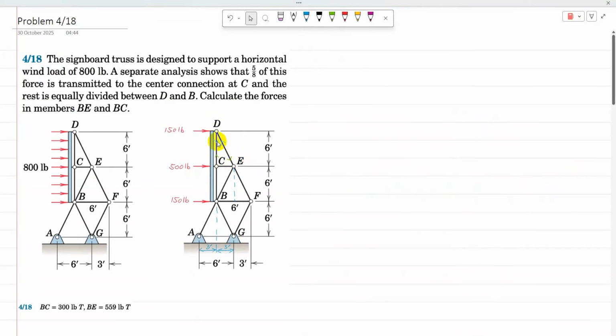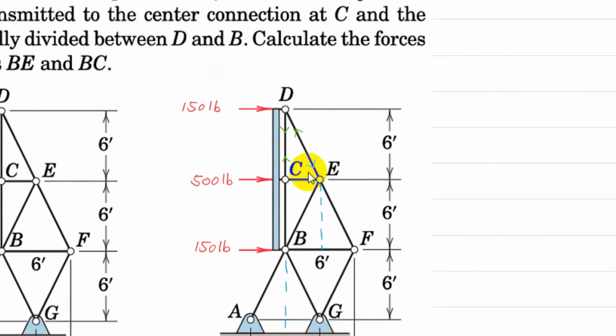So now CD and DE are calculated. So the next one, I can go to the adjacent joint C or E. At joint C, there are two unknowns, CE and BC, and at joint E, there are three unknowns, CE, BE, and BF. So I cannot solve joint E, so I have to solve joint C now.